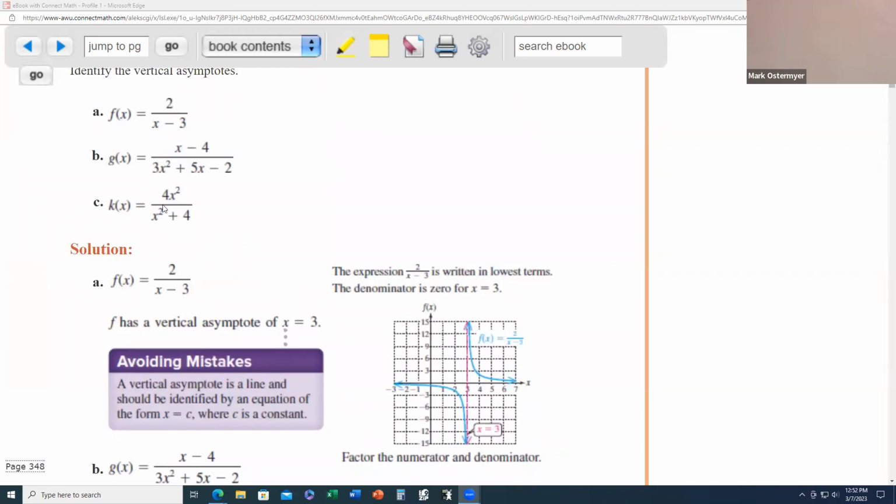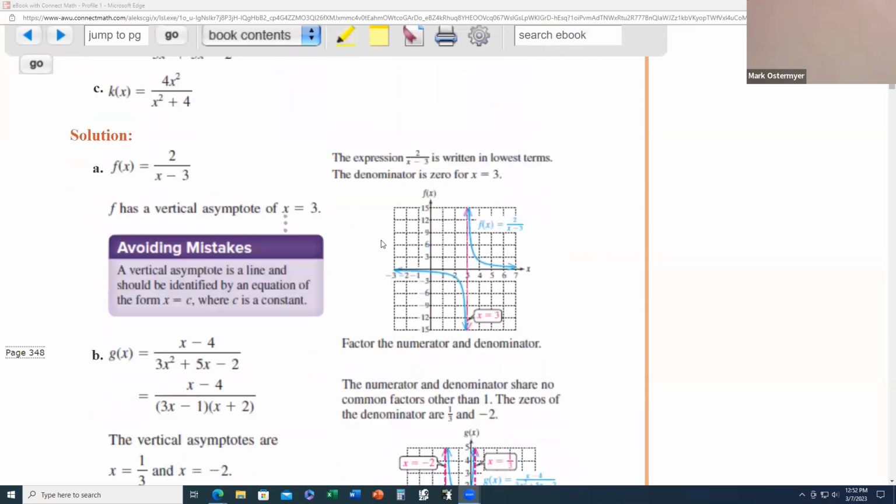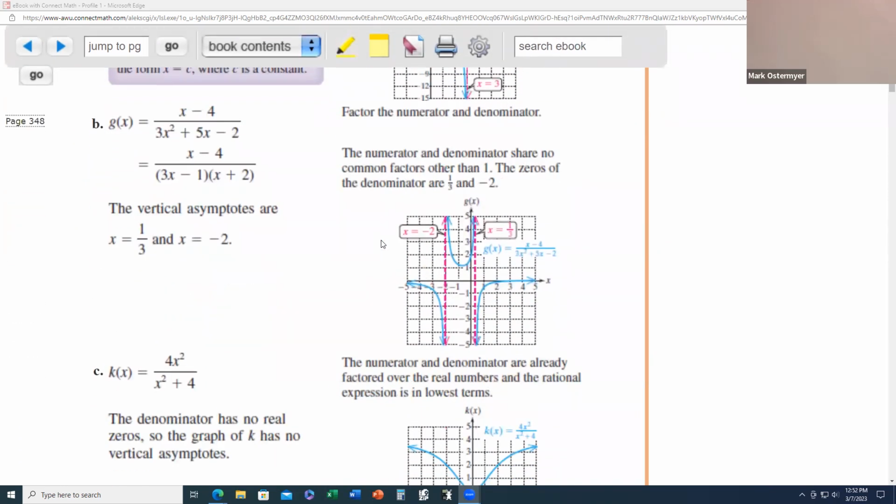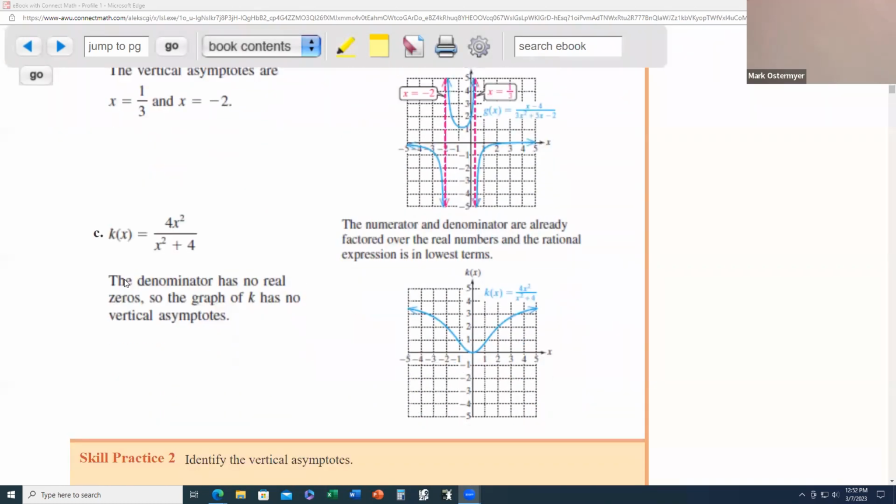The last one is 4x squared over x squared plus 4. To see if it has any vertical asymptotes, we set the denominator x squared plus 4 equal to 0, and then we try to solve for x. But the problem is when you try to solve that equation for x, you do not get real solutions. Meaning, ladies and gentlemen, there are no vertical asymptotes for this rational function k of x.